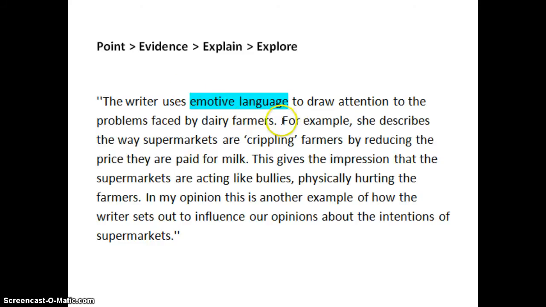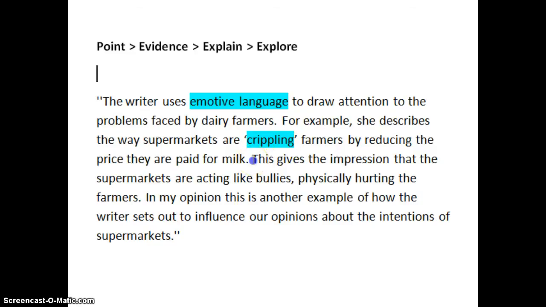The second sentence, which begins with a connective, for example, reads, she describes the way supermarkets are crippling farmers by reducing the price they are paid for milk. So we could see here that the student has used an embedded quote. It's just one word, but that still counts as a quote. And here the student is providing evidence of the point that she has made in the very first sentence. So she's giving an example of the use of emotive language.